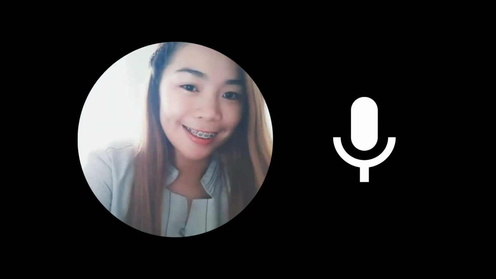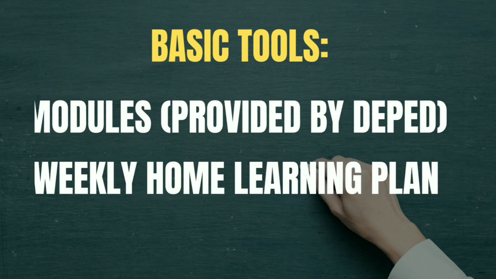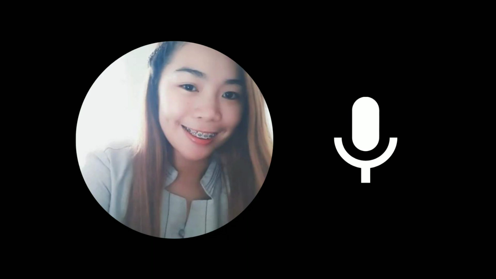How do you adopt learning materials? In our case, we use modules provided by DepEd. I select activities that would help me achieve the expected output for a week. And through the weekly home learning plan, students may be able to answer the activities and it will serve them as a guide. In this instance, since we are in modular distance learning, the weekly home learning plan and modules are basic tools, but we still have an obligation to communicate to our students.